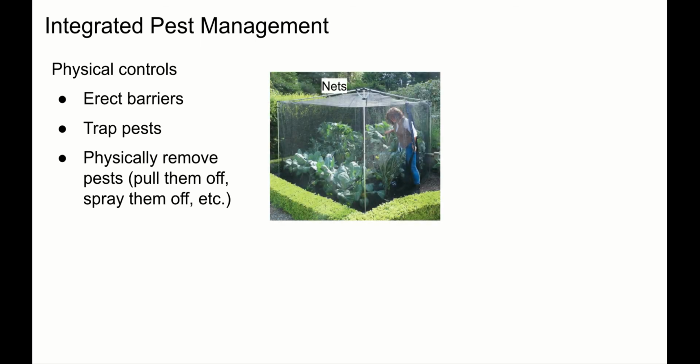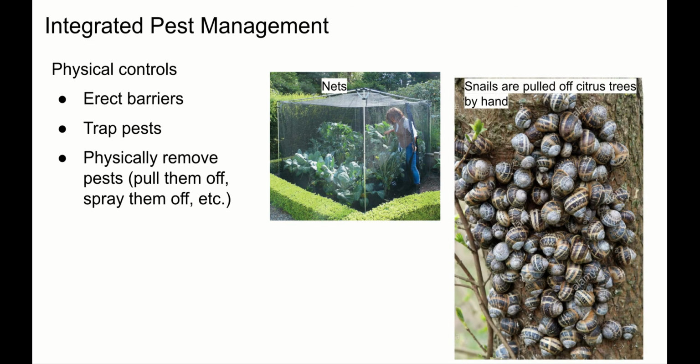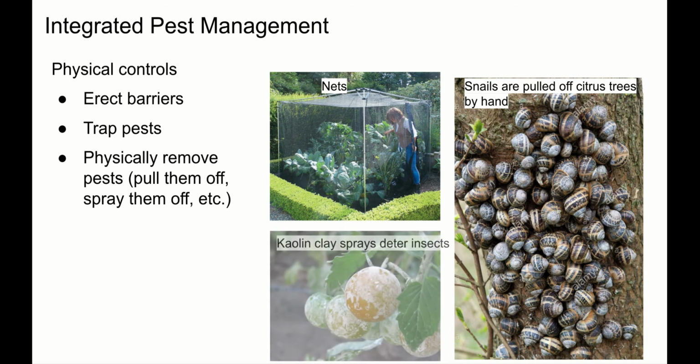We can surround our crop with netting, or with a fence or a gate, depending on the size and the mode of access of our pest. We can pull our pest off. So these are snails that are really common in citrus orchards, and they're terrible. They're prolific eaters. So we can pull them off by hand and throw them out. We can spray something on our crop that will deter insects.